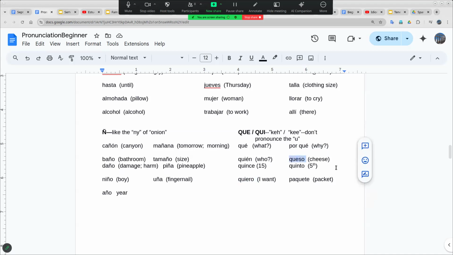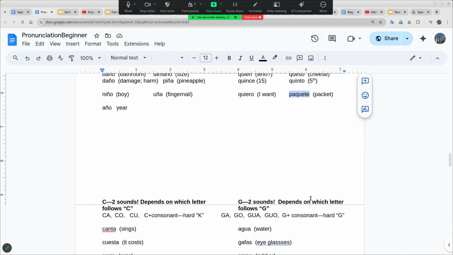Here's another que combination. The word for cheese. Wow, a common thing. Queso. Here's a word that means not five, but fifth, like in order. Okay, it's an order number, not a counting number. Quinto. We have 15, quince, and then we have quinto, fifth, like fifth in line. And here's another word that has a que combination. Paquete. Okay, bien? So, que.